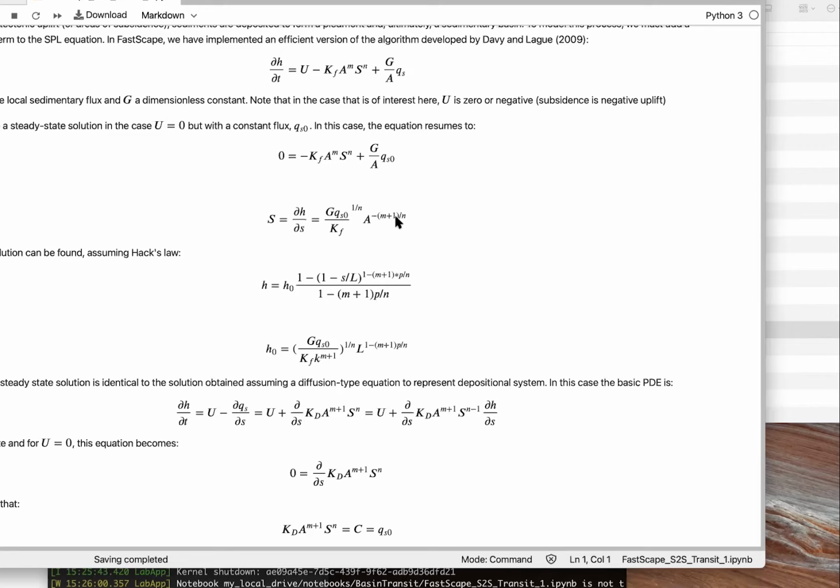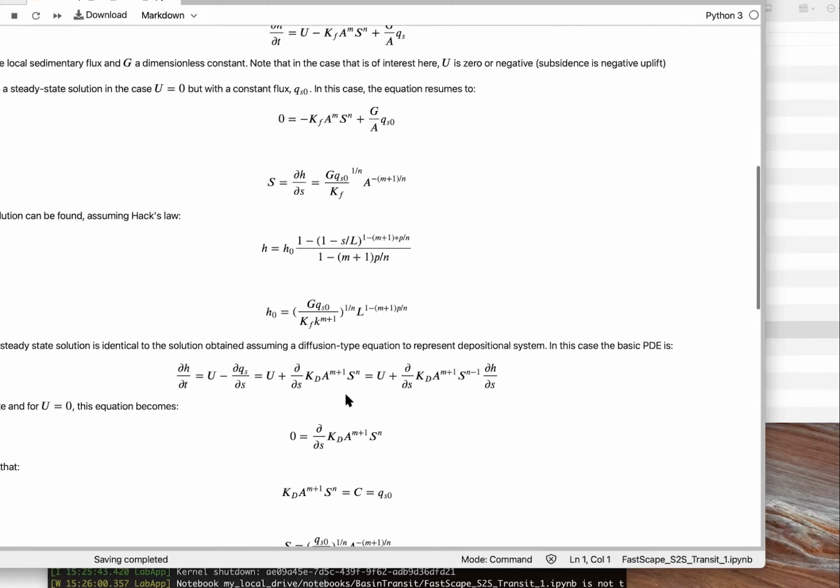Minus m over n. Now it's m plus 1 over m. And then this now, instead of having u divided by k, it's g q as 0 divided by k f. Okay? So there's a big similarity. It's going to produce a similar profile as in the mountain. But of course, the height is going to be different. It's controlled by something else.